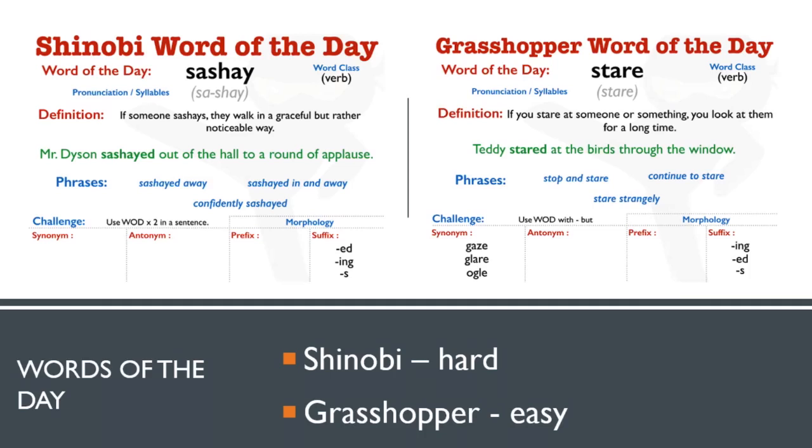The shinobi word of the day, for all the drag queen fans, is sashay. So if someone sashays, they walk in a graceful but rather noticeable way. So they've got quite a distinctive walk, okay? Again, you can use the suffixes for this, so sashayed, sashaying, or sashays. It's a verb, it's all about the way people, or an animal in this case, do something, okay? You don't have to use these, but if you want to make your writing a bit exciting and use ambitious words, it's a good idea to try.